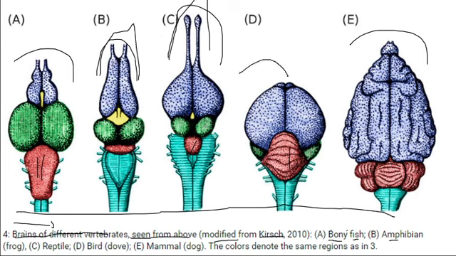This is the bird. This is the brain of a dove. This is the brain of a dog. So you can work with the brains of other animals to see what their brains look like, and you will be able to identify different structures as they are in every one of them.